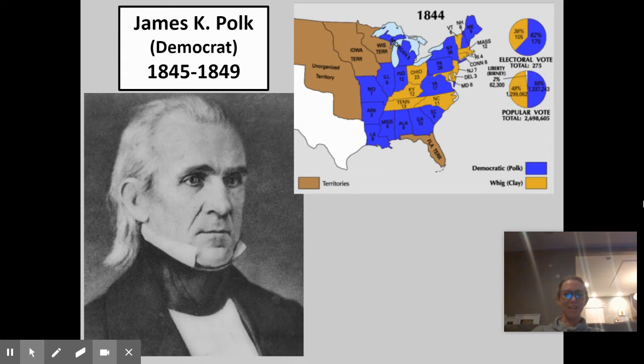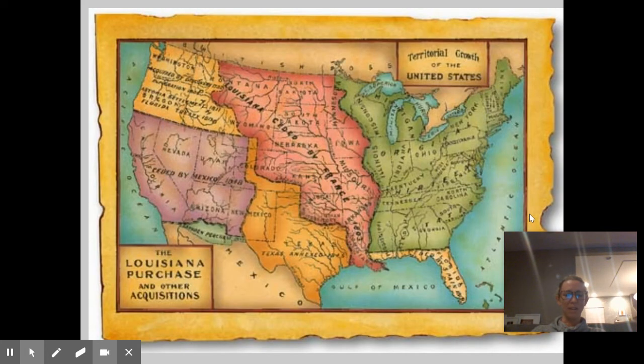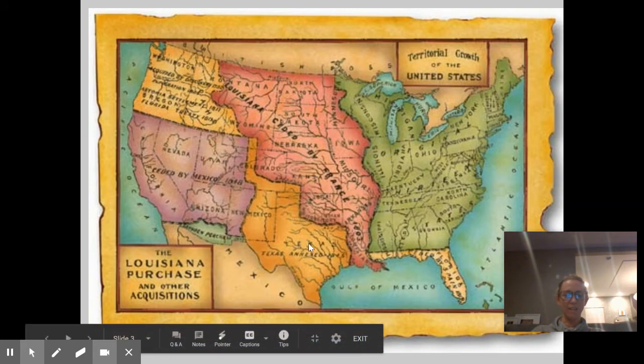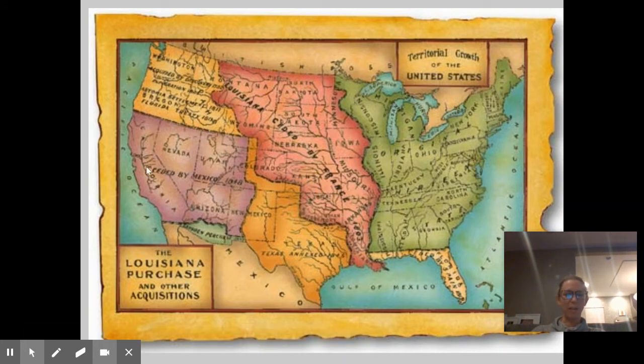But he's going to be elected when he promises four things. One of the things he's going to promise is that we're going to get this land right here, Texas. The second promise is that we're going to get this land right here, the Southwest area. And the third promise is we're going to get this yellow territory here, the Oregon Territory. And the fourth promise is that he's going to do this all in one term. And believe it or not, he fulfills all four of those campaign promises. He was a very, very busy man. Not surprising that he actually dies shortly after finishing his 4 years in office. A lot of people believed he just worked himself to death.